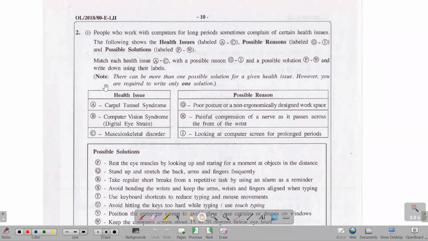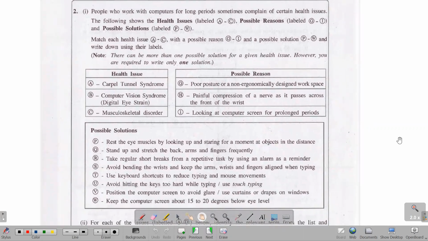Okay, power is back, so no worries. Right, so it says there can be more than one possible solution for a given health issue. However, you are required to write only one solution, right? So the health issues are there, possible reasons are there, possible solutions are there, right? So you have to match all three things.